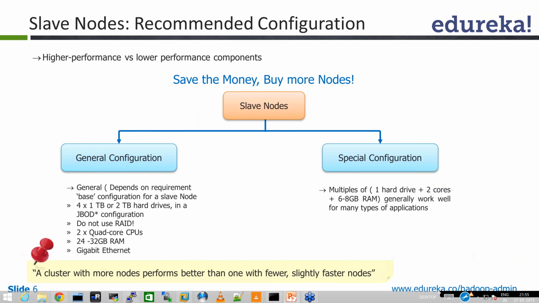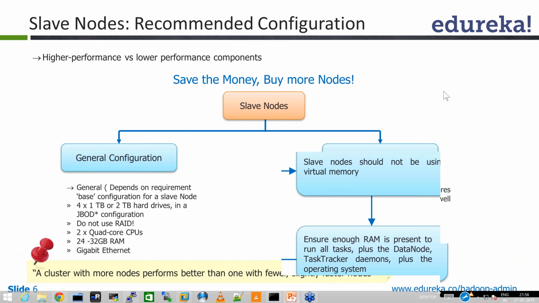Hadoop can be built on the special configuration, that's not a problem. But because we want to spend one time for your environments in the infrastructure, so 4 into 1 terabytes or 2 terabytes of hard disk drives. So multiple hard disk drives, and without any RAID for the slave nodes. 2 into quad core CPUs and 24 to 32 gigs of RAM with an Ethernet card. So the idea is that the more the number of nodes, the less the pressure on the nodes, and so the performance of the cluster will be better. So a cluster with more nodes will perform better than one with fewer, slightly faster nodes. That's the key to build a Hadoop cluster with optimal performance, I'll say.